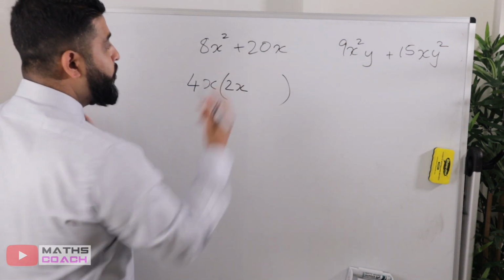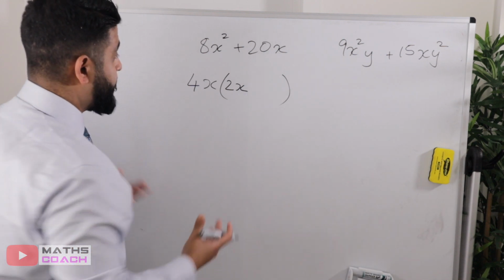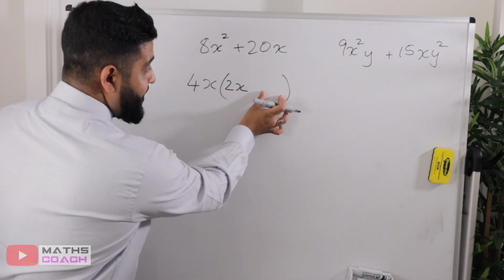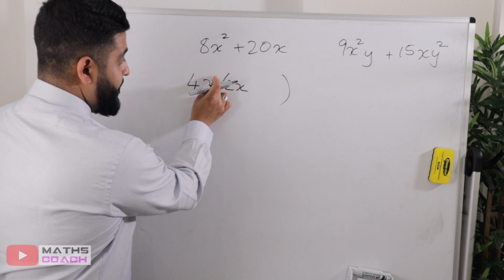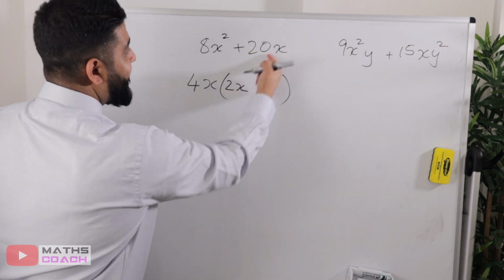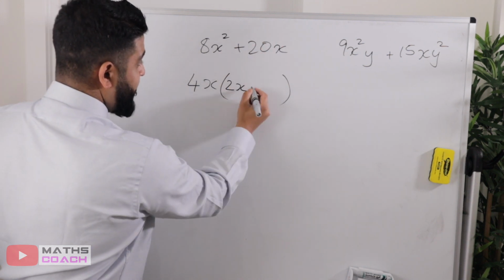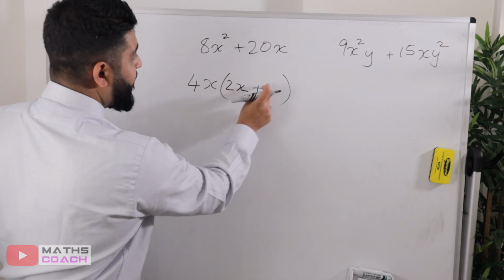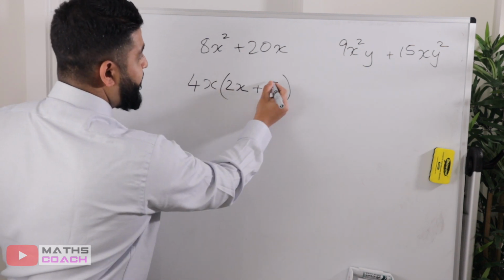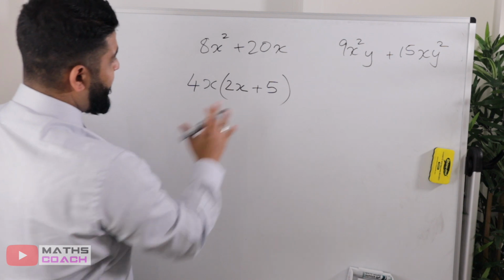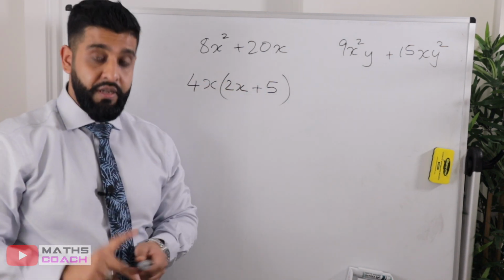Okay? Moving on to the 20x. Now, we don't need an x here, do we? Because we've already got an x here, okay? So we just need to get the number 20. Now, the sign's going to be positive. So 4 times what? 4 times 5 gives us 20, and that is fully factorized.